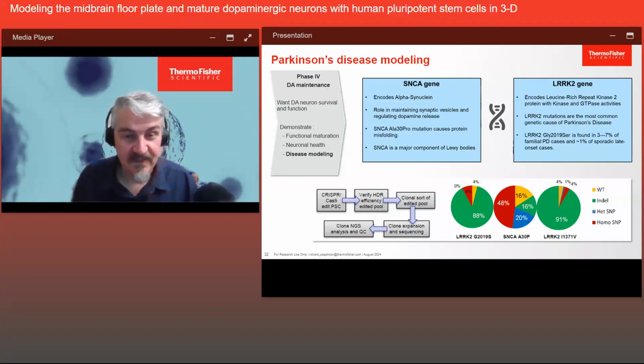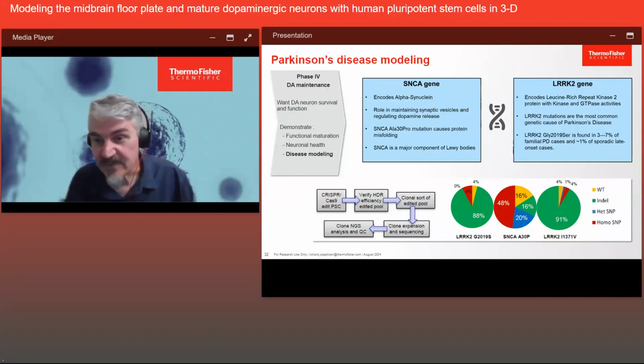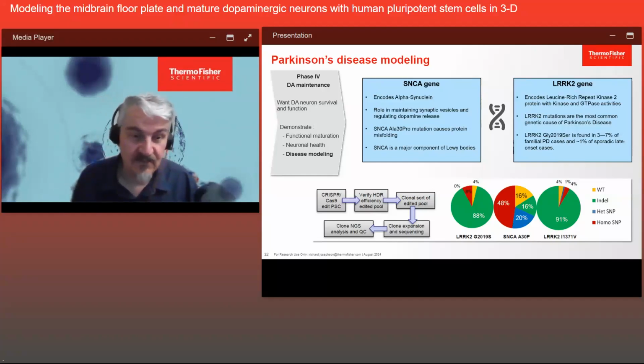Then the edited cells were sorted live to obtain clonal lines that are heterozygous or homozygous for the mutations or unchanged wild type. And as you can see in the pie charts at the bottom, after introducing a mutation into LRRK2 or alpha-synuclein, anywhere from 4% to 48% of clones carried the homozygous mutation.